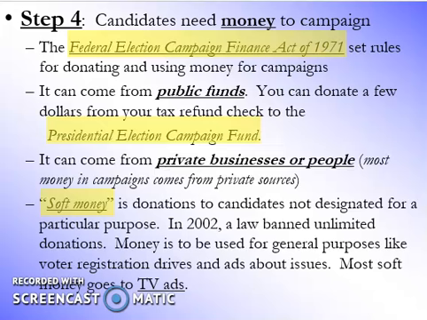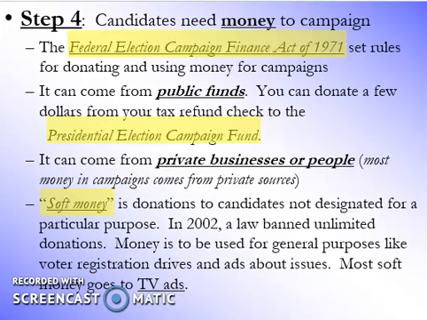So the Federal Election Campaign Finance Act of 1971 actually set federal rules for donating money and also for using money for campaigns. Money for campaigns can come from 2 sources, and that's actually in the bolded and underlined areas on your screen, from public and from private sources. That's pretty simple, public and private. There's really your only 2 choices.